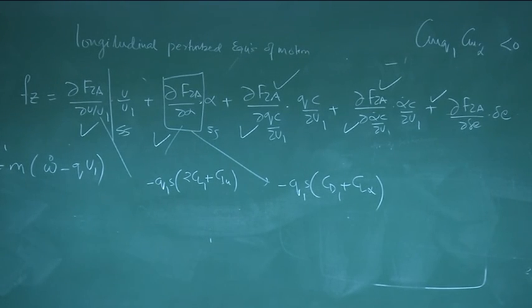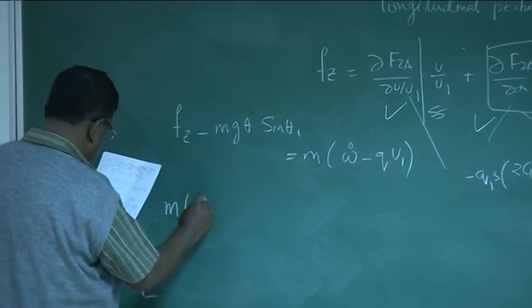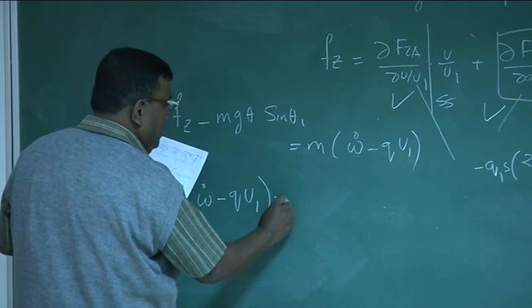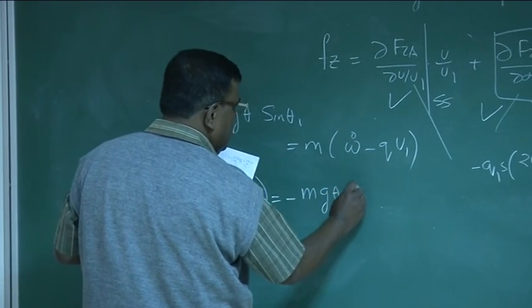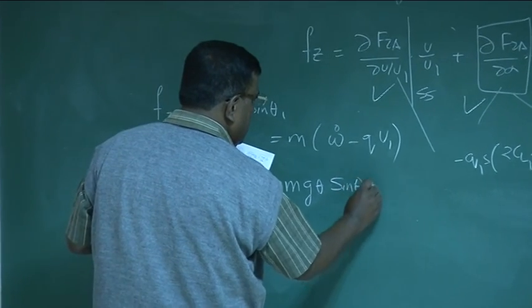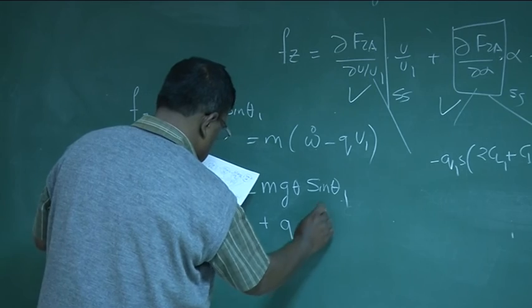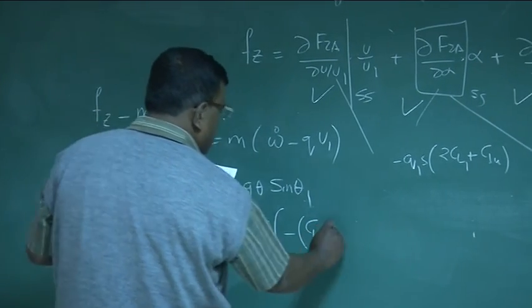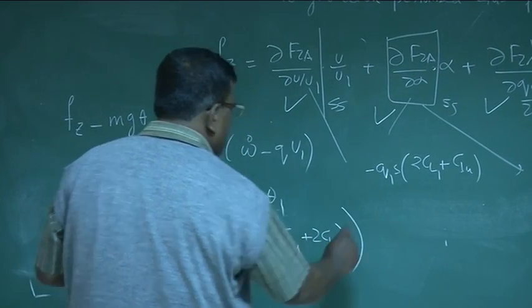So if I do that, then I get the equation m w dot minus q u1 is equal to minus mg theta sine theta 1, okay? So plus q1s into minus clu plus 2cl1, okay, into u by u1.